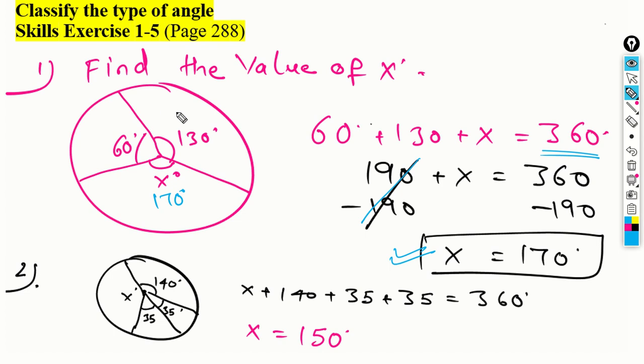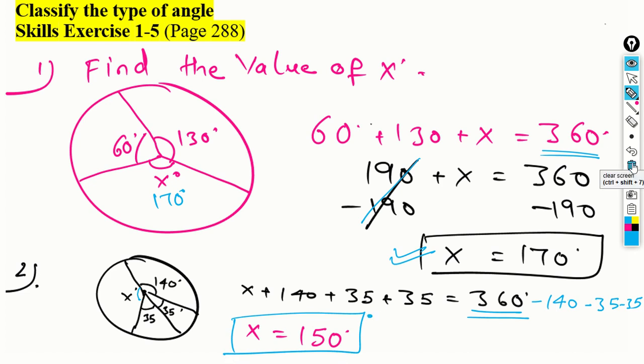You can also cross check. The sum of all three angles will give you 360 degrees. Next question, we have question number 2. You have to find x again here. I know that the sum of total angle for a circle is 360, so add all of these angles, and you will get 360. Now you can just subtract 360 minus 140 minus 35 and minus 35. So that's it. You will get x is equal to 150 degrees, right?